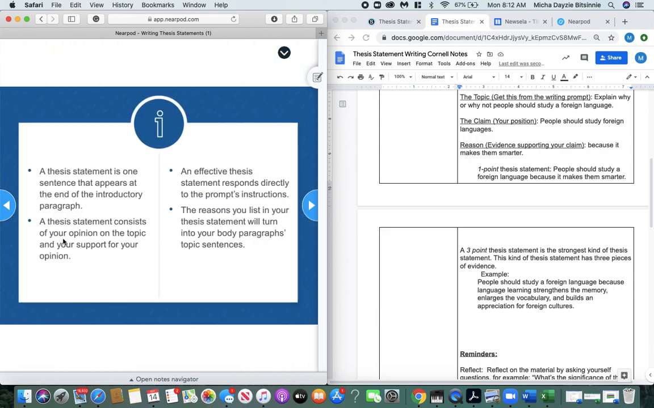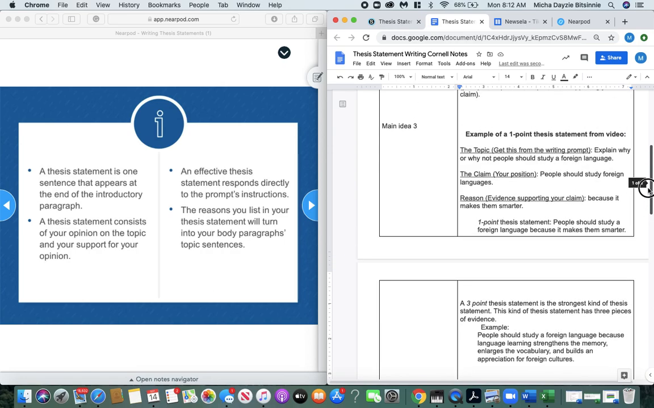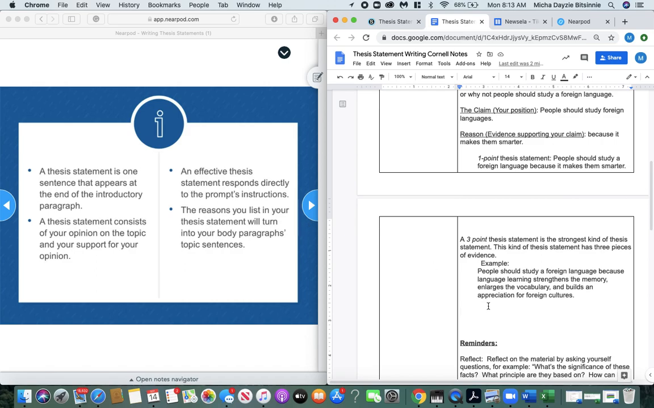So we want to just review some of the facts here. It's one sentence, appears in the intro paragraph, consists of your opinion on the topic, has an effective statement that responds directly to your prompt, and the reasons you list turn into body paragraphs. The reasons you list in your thesis statement will turn into your body paragraphs, and I'll do a video on that next. But here you go. And you should add some more information. I don't think I added that last bullet. Okay, I would add these two: an effective thesis statement responds directly to the prompt, and also the reasons, so that way I know.